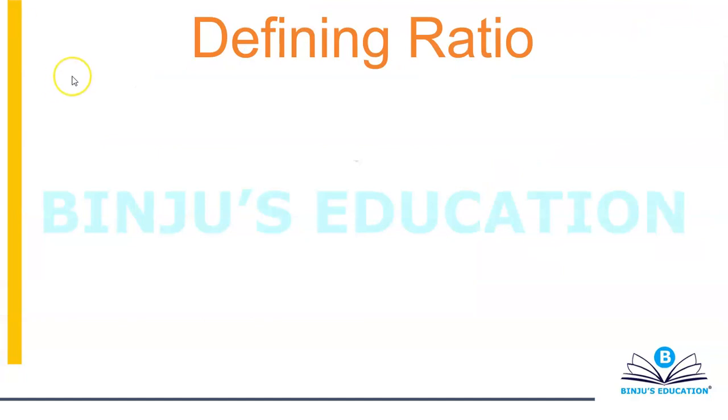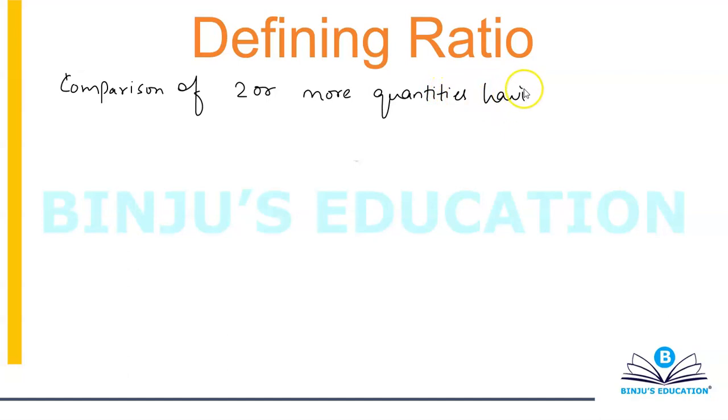When you talk about the term ratio, ratio in simple terms can be defined as a comparison of two or more quantities having the same unit. Ratio is simply a comparison of two or more quantities having the same unit.